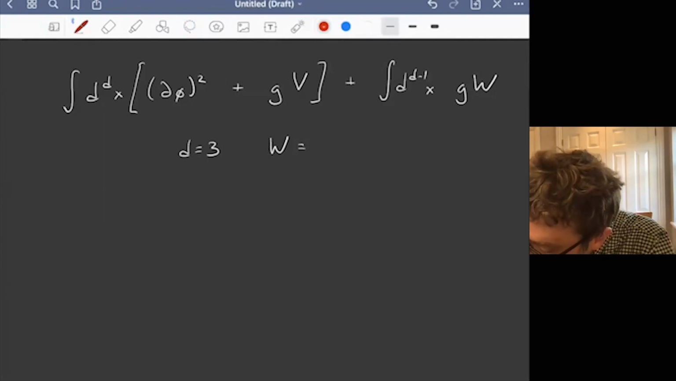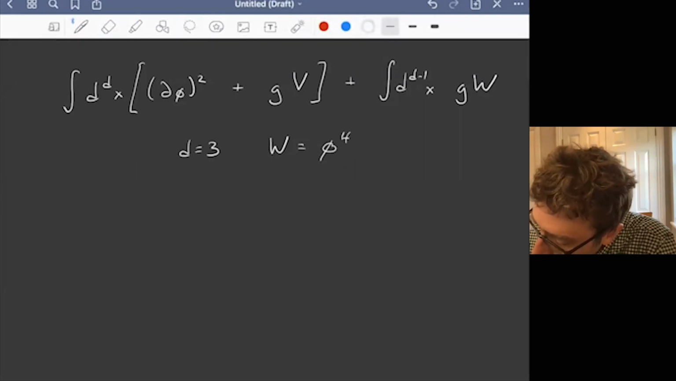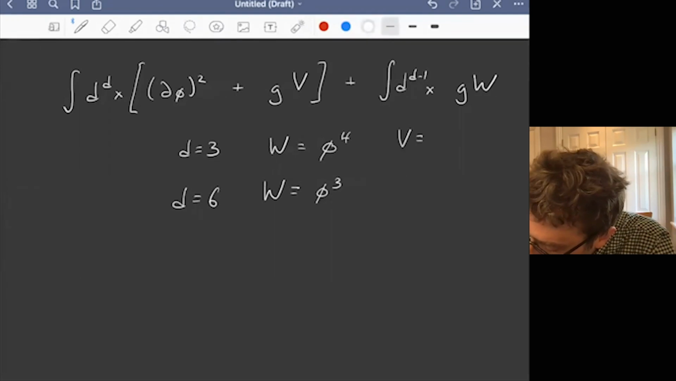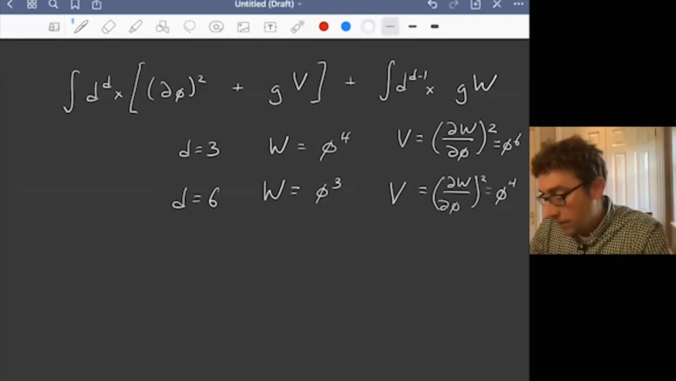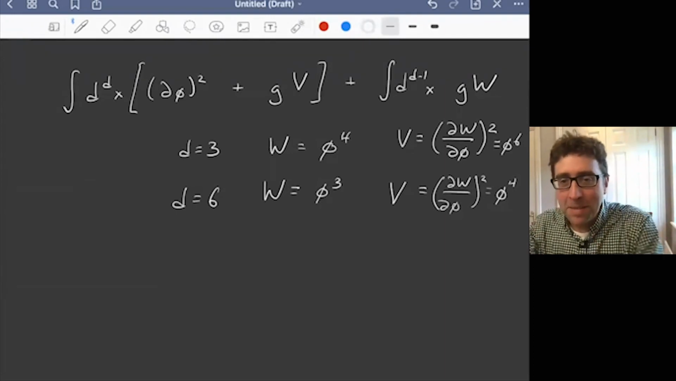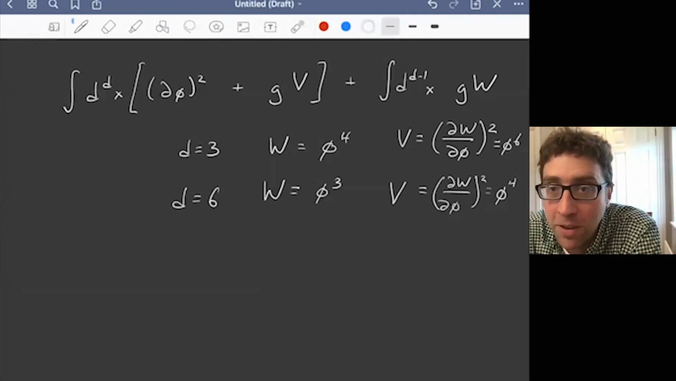So in this case, what did I find? I found that W was phi to the 4, and then d equals 6. I found that W was phi cubed, and that V was dW. (d phi)^2 was phi to the 6th, and in this case, V was phi to the 4. So I think it's just sort of peculiar that these kinds of elementary dimensional analysis considerations are landing us on some structures that should be familiar from your lectures last week, for reasons that I don't completely understand.